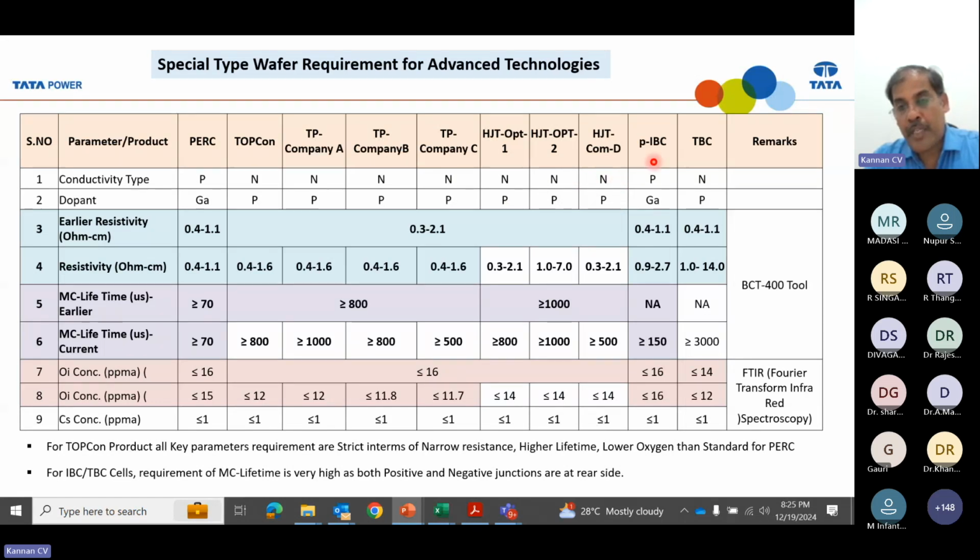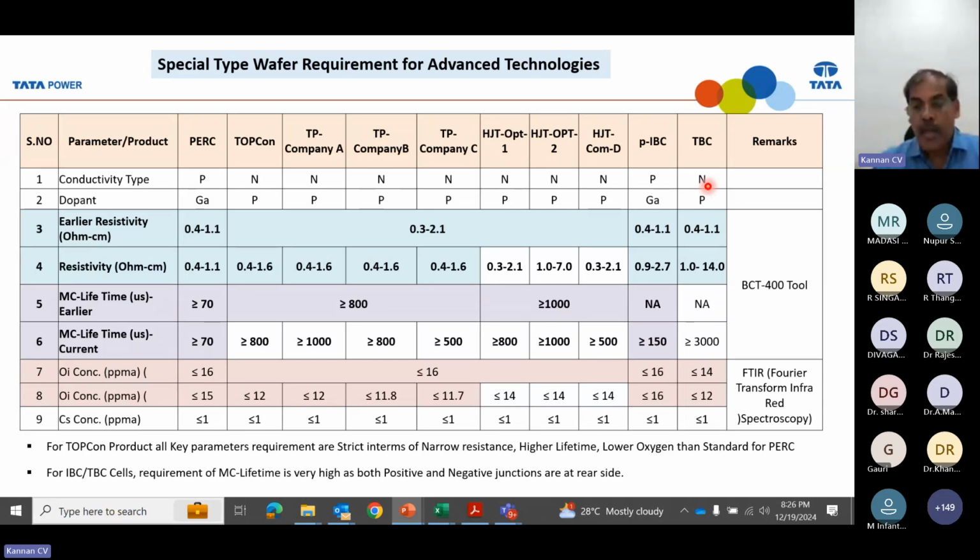Of course, there are p-type based next back contact technologies also. People are exploring p-type once again, but probably n-type will dominate over p-type, and most probably all the future technology will be n-type based wafer. That means you have to grow the n-type crystal by doping phosphorus as a dopant, and the resistivity range is also relatively wider.